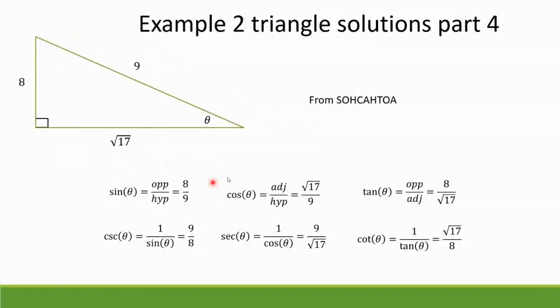Okay. But basically, we get sine and cosecant. We have those already. But what's cosine? Well, cosine we know is adjacent over hypotenuse.